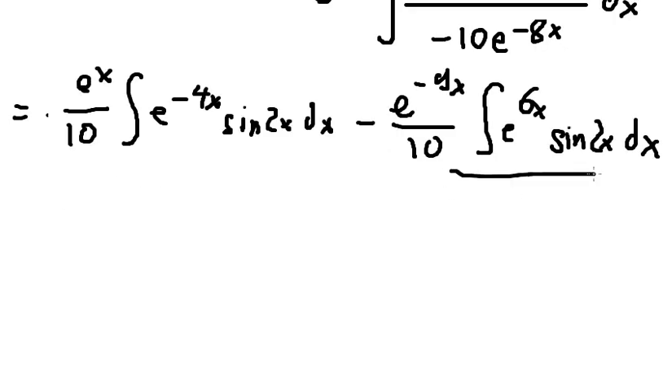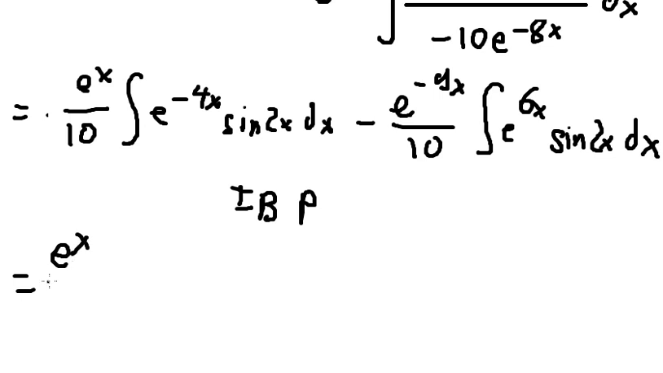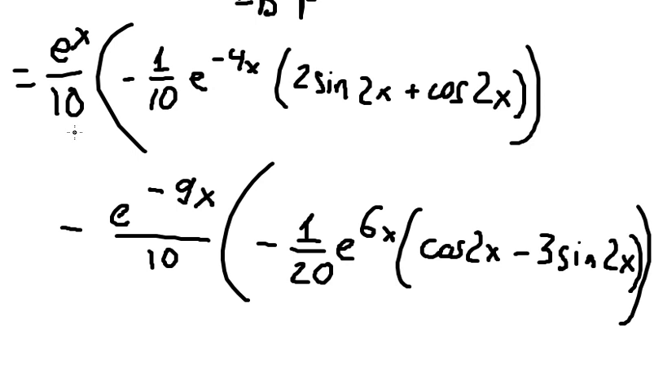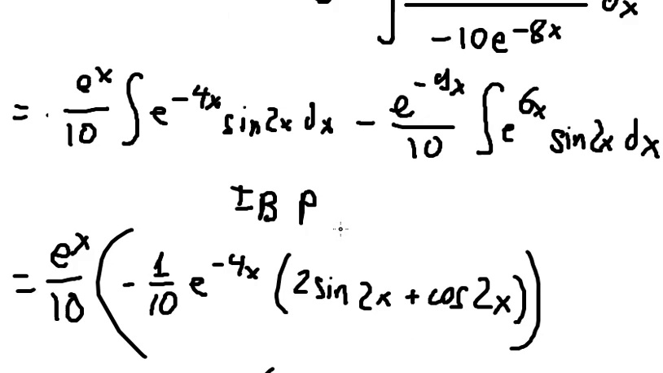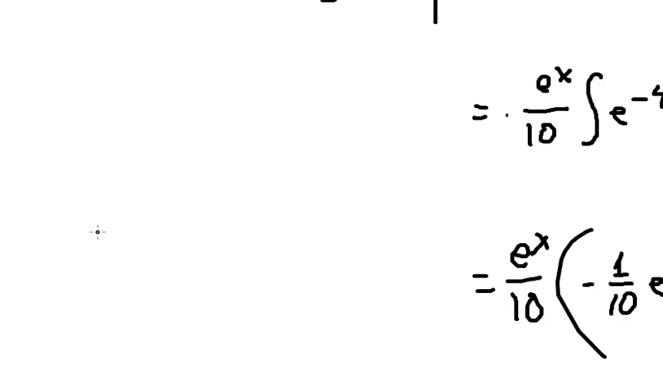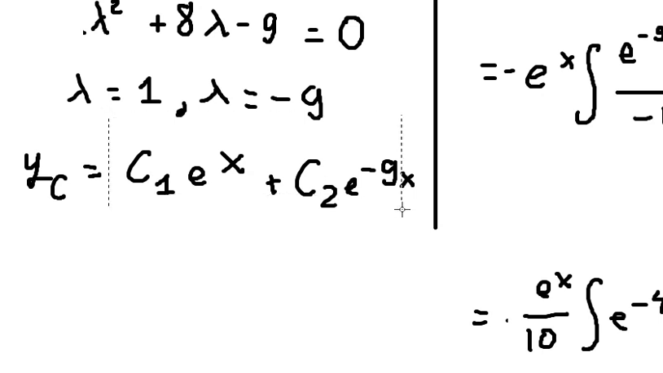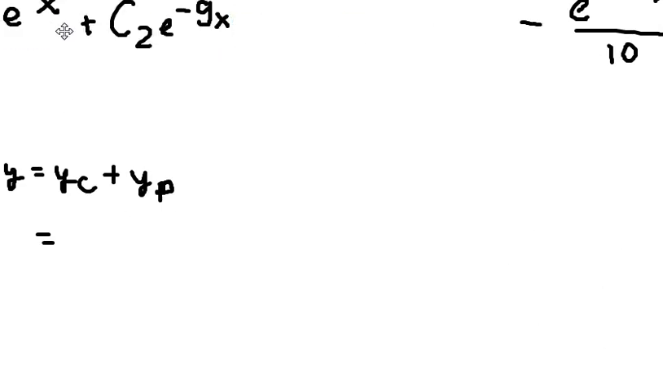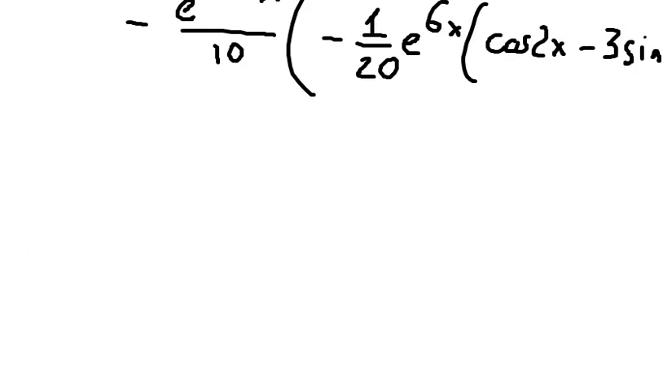So this one and this one you can use integration by parts, and I just write the answer for you in here. And this is the answer for YP after integration by parts. Now we combine YC and YP in here. So YC is this one, and YP is this one.